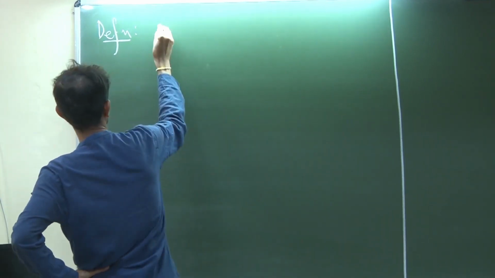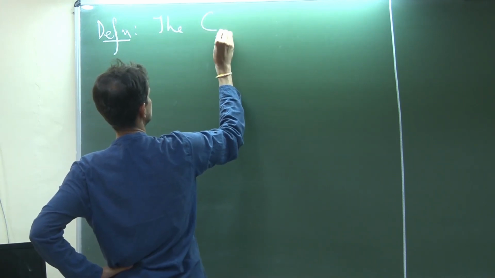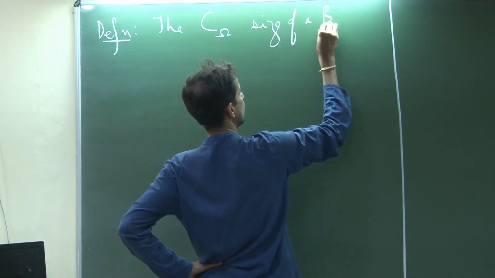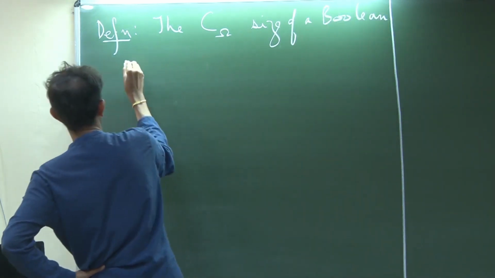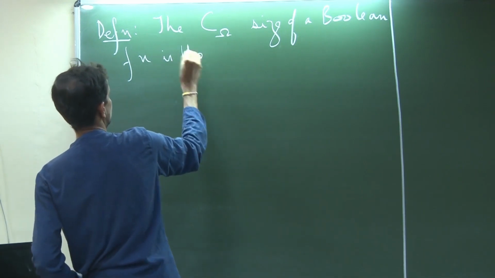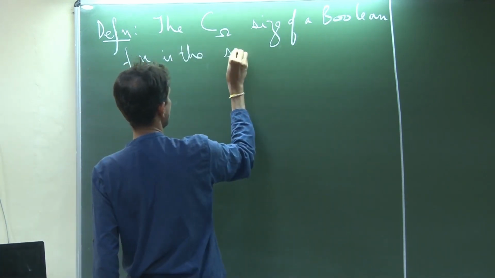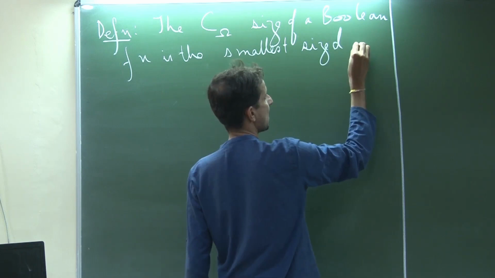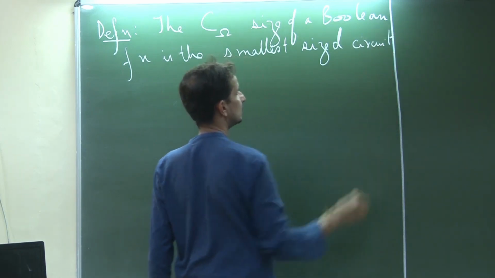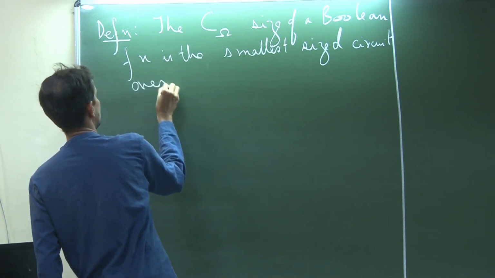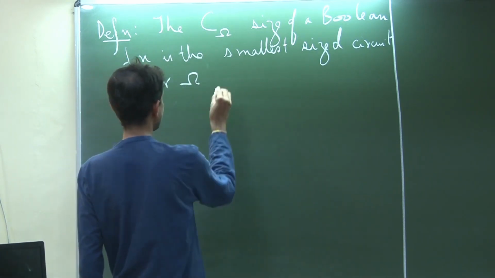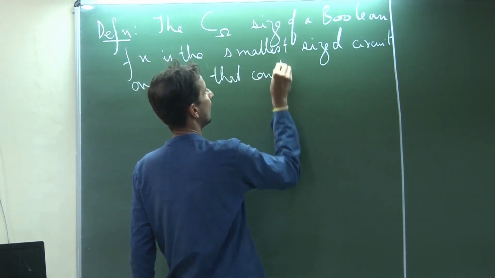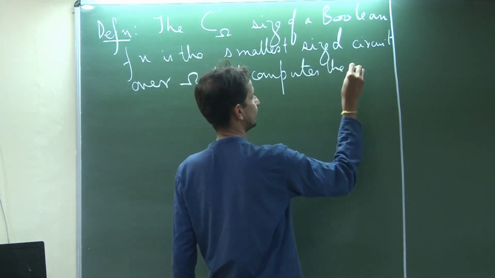The C omega size of a Boolean function is the smallest sized circuit over omega that computes the function.